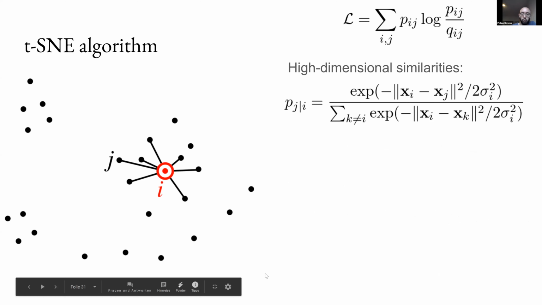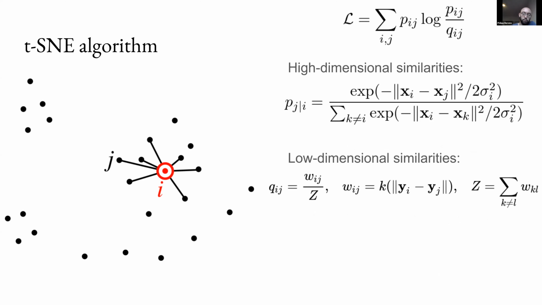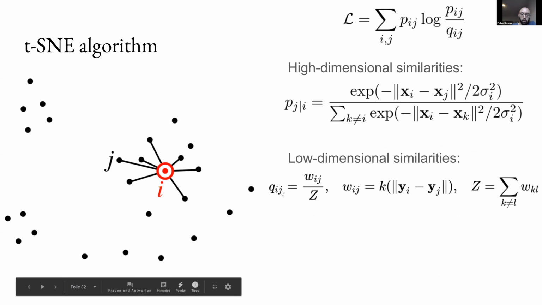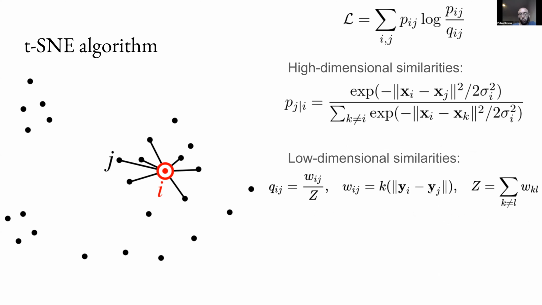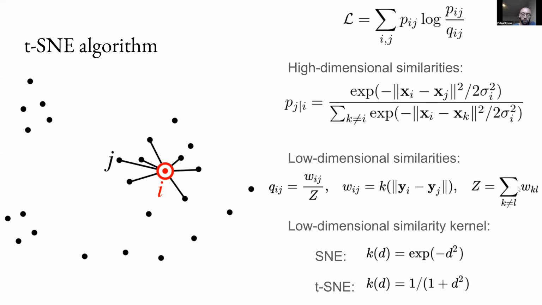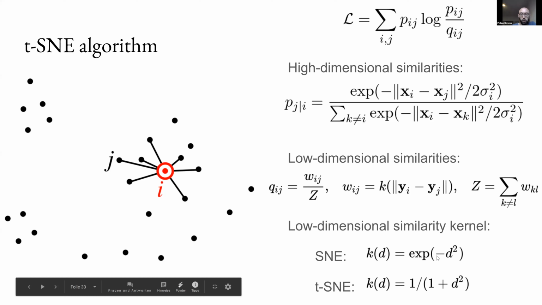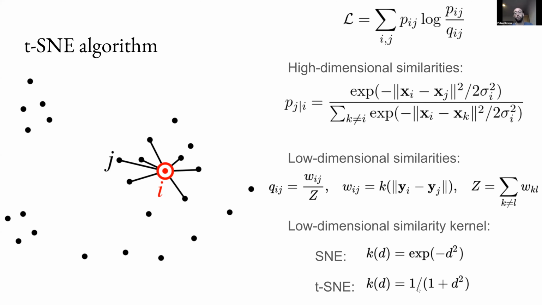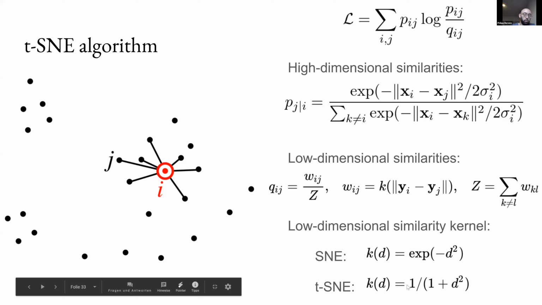Okay, so this is the high dimensional similarity, and then we need the low dimensional similarity. This is q_ij, which is also again a kernel function applied to the low dimensional distance divided by some normalizing constant. In SNE this low dimensional similarity kernel was also a Gaussian, but in t-SNE it is actually derived from a t distribution. And the advantage of that is that it has a slightly heavier tail, so it has some slightly different properties when creating the embeddings.